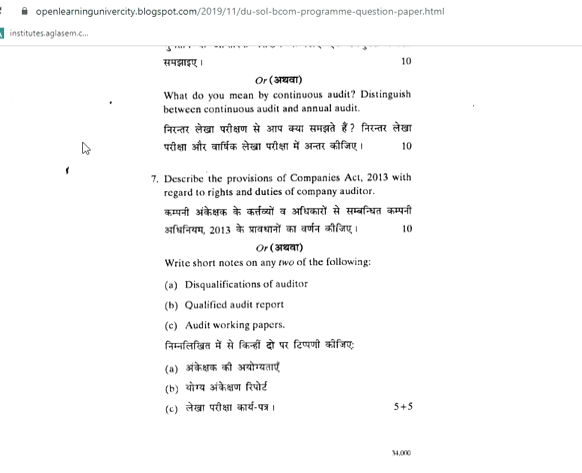In the option, you have to write a short note on any two of the following. There are three given. One is disqualification of auditor, qualified audit report, and the last one is the audit working paper. You have to give any two, each containing 5 marks, and the question paper is completed.